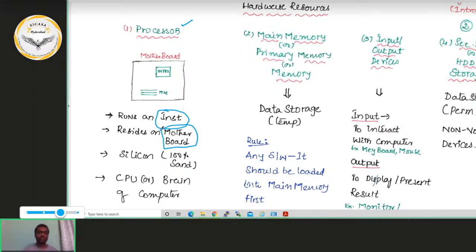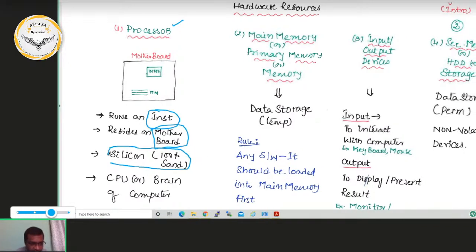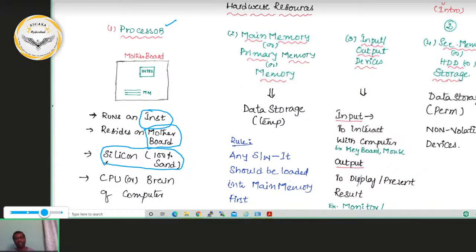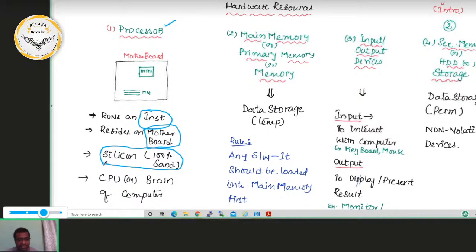On this particular motherboard, all the components will be connected. Now it uses a material called silicon. So what exactly is the material it uses? It uses a material called silicon. So what do you mean by silicon? Silicon is nothing but 100% pure sand. If you take sand and purify that sand to the extent of 100%, that particular thing is called silicon.